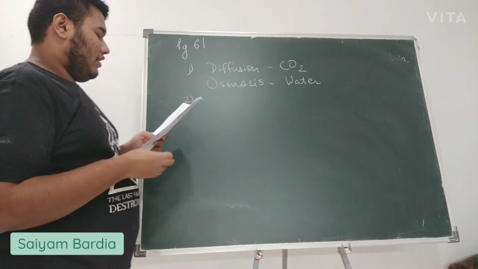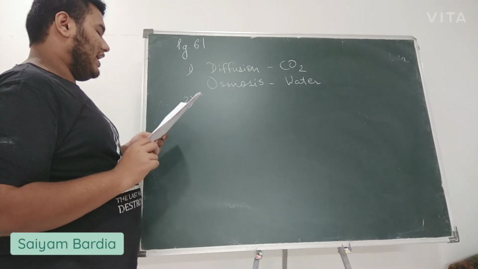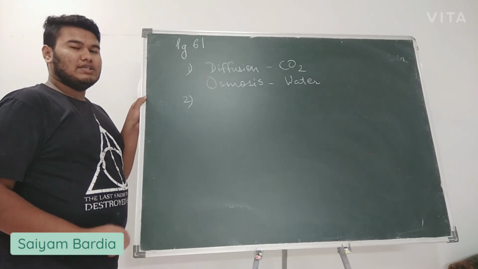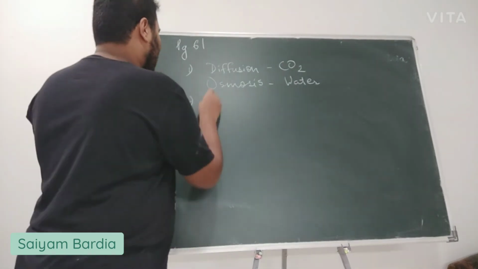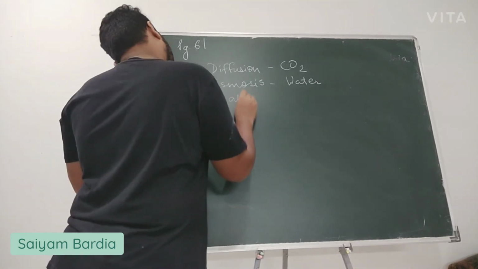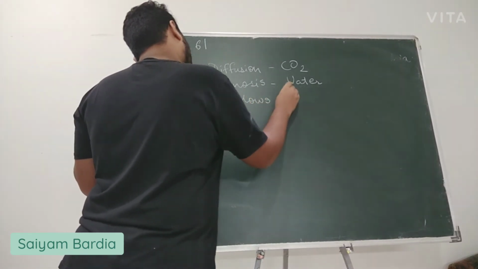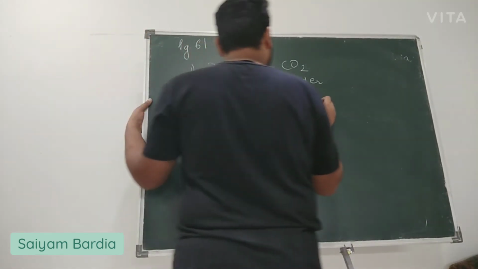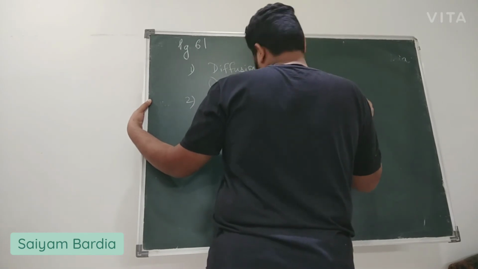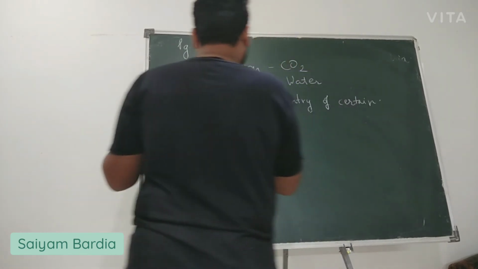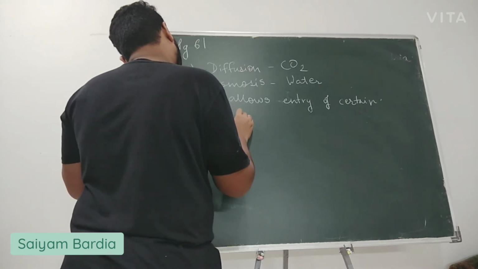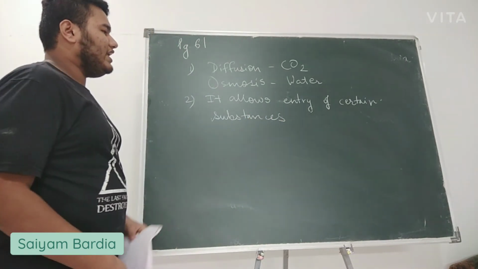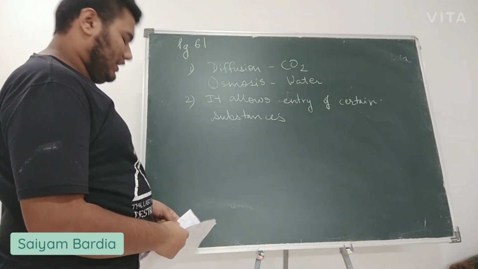Second, why is the plasma membrane called a selectively permeable membrane? We learned that the plasma membrane is called a selectively permeable membrane because it allows the entry of certain substances. Okay, only certain substances are allowed inside the cell.